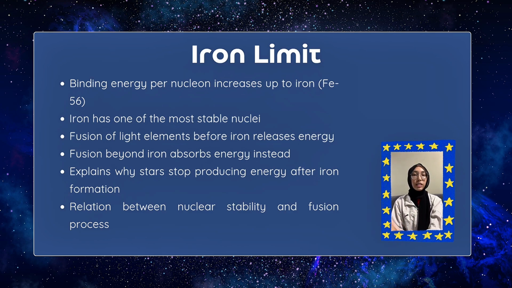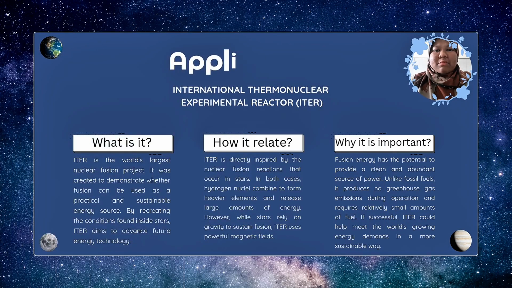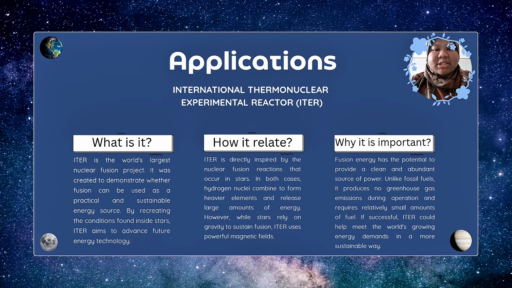This theory is important in astrophysics because it explains why stars can produce energy only until iron is formed in their core. After reaching the iron limit, fusion can no longer support the star effectively. Now, I will discuss the application of nuclear reactions in stars through the ITER project.